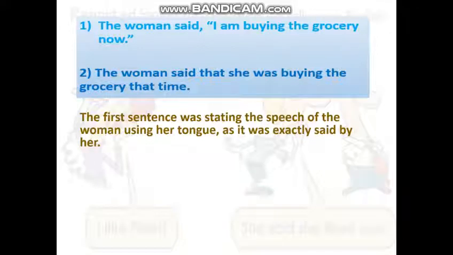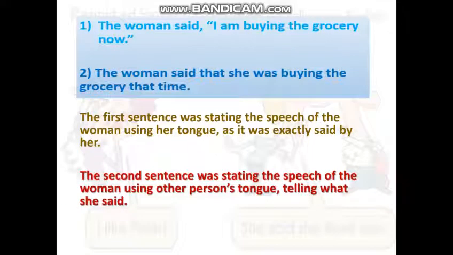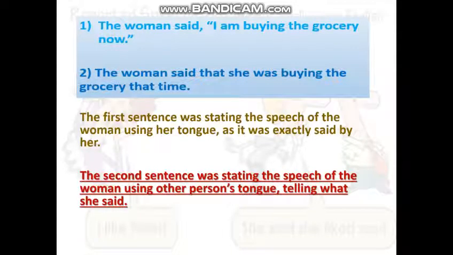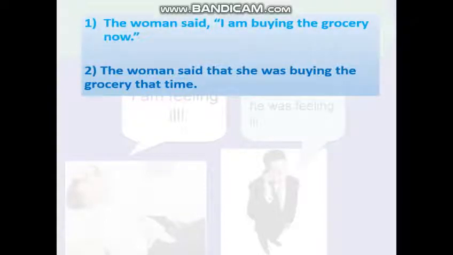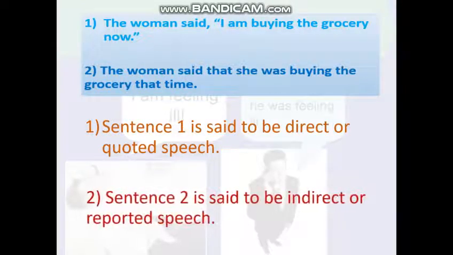The first sentence was stating the speech of the woman using her tongue, as it was exactly said by her. The second sentence was stating the speech of the woman using another person's tongue, telling what she said. Sentence 1 is said to be direct or quoted speech. Sentence 2 is said to be indirect or reported speech.